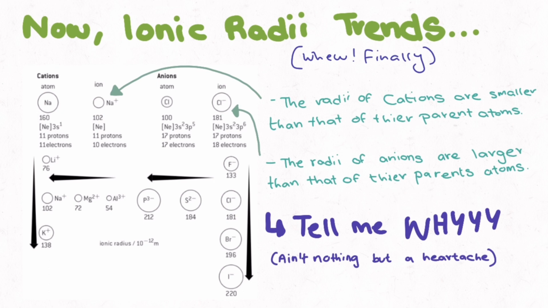So, some trends in ionic radii. The radii of cations are usually smaller than that of their parent atoms, and the radii of anions are usually larger than that of their parent atoms.